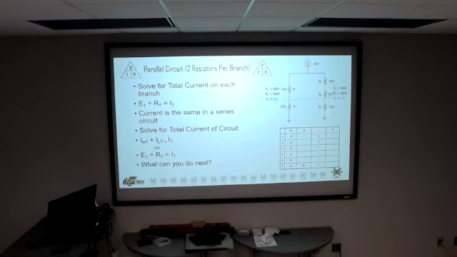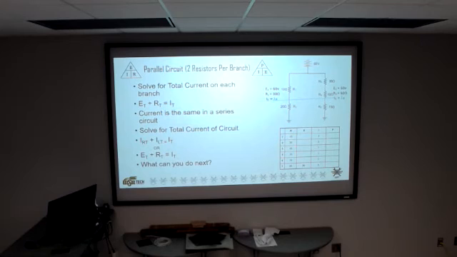Next thing we do is find our current total, because we have our voltage total and our resistance total. So E divided by R will give us 3. The 60 divided by 20 gives us 3.